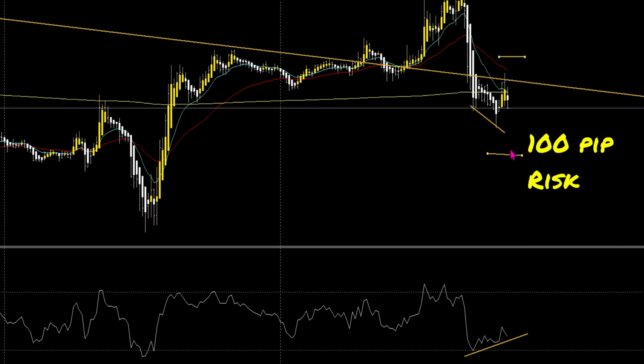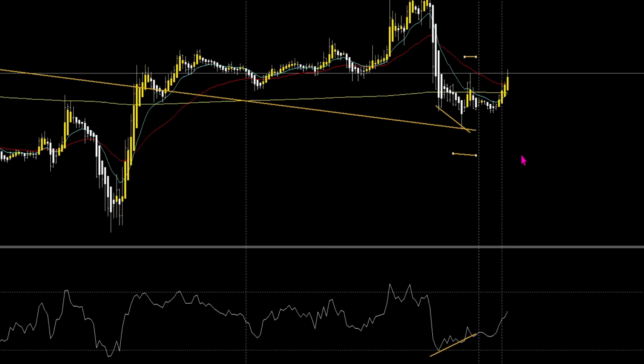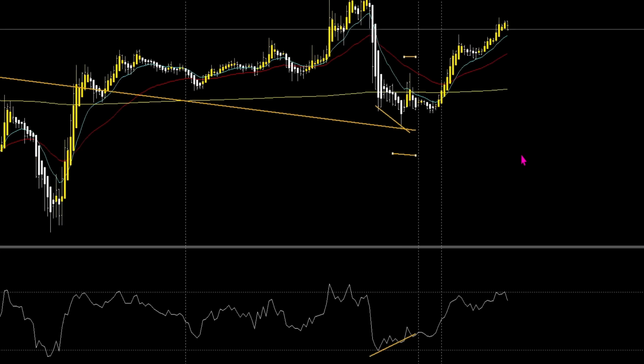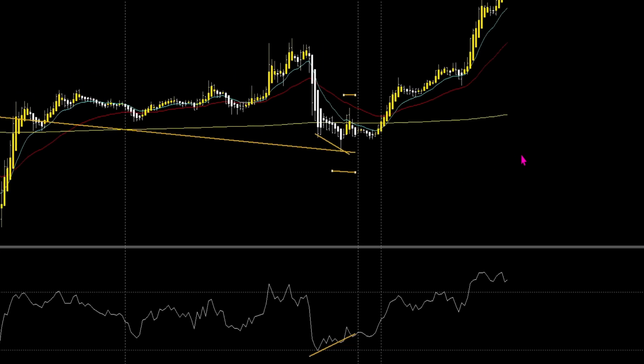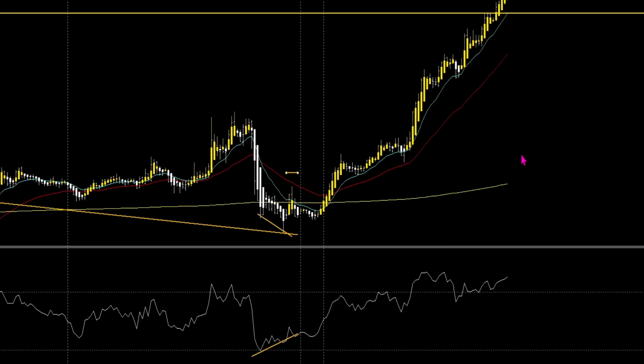So there we go. Our entries up here, our stops are here, and then all we have to do is wait and see if we get triggered in. And then we get triggered in within a few minutes in this case, and there we go. We hit the target that we've identified on our daily chart.